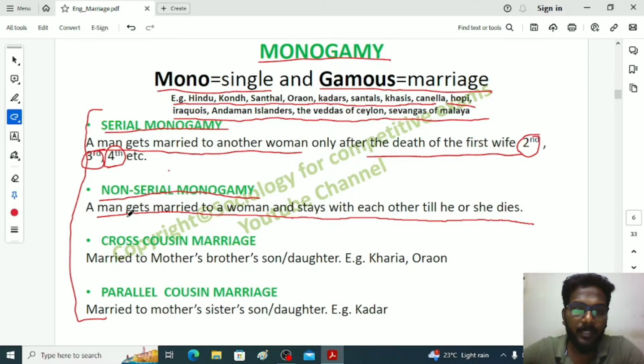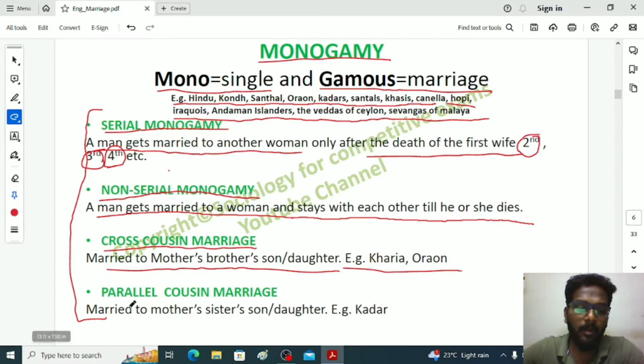So this is very familiar among Hindus in India. Next is cross cousin marriage. In this marriage, a man marries his mother's brother's daughter or his father's sister's daughter. Also, a woman marries mother's brother's son or father's sister's son. It is called cross cousin marriage. It is familiar among Kharia and Oraon.